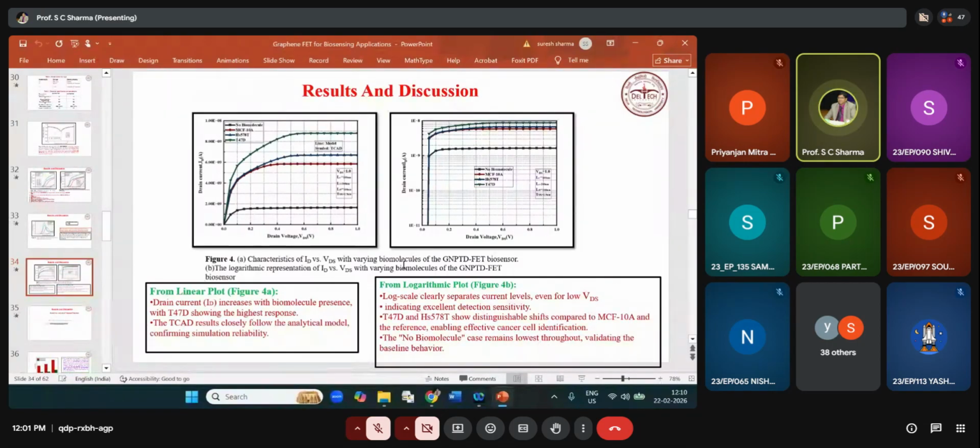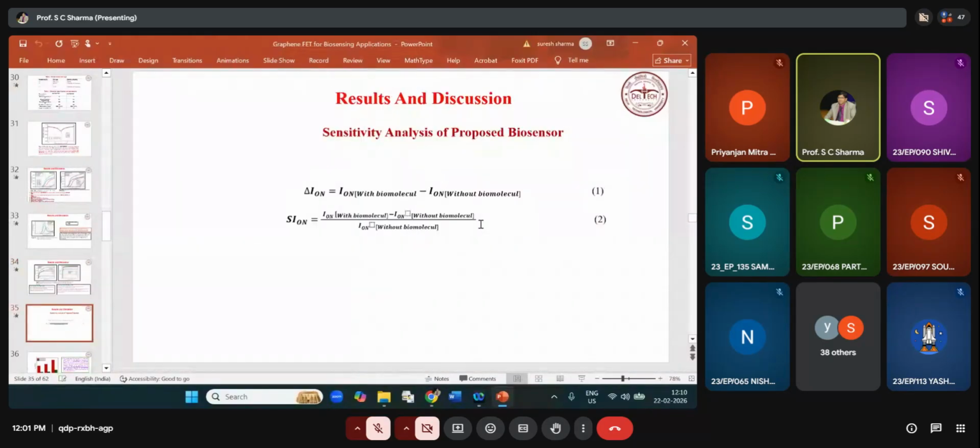Then drain current as a function of drain voltage for the same biomolecules, same parameters. Here this is graphene based, this is silicon based. Again, here results are better than the silicon based. Then we have calculated sensitivity. Sensitivity analysis of the proposed biosensor. In fact, sensitivity is defined as on current with biomolecules minus on current without biomolecules, divided by on current without biomolecules.